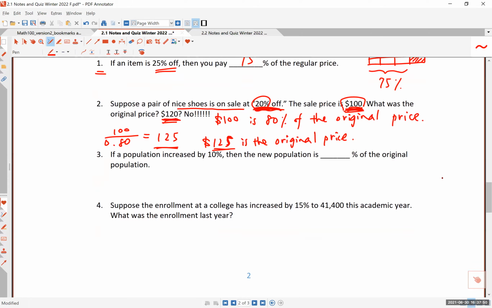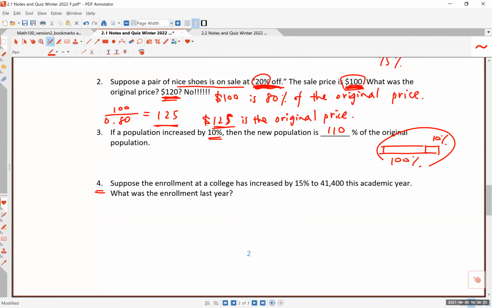Okay, and then finally, if a population or anything increases by 10%, know that the new population is 1 plus 0.1. That's 110% of the original population. Make sense? If this was your 100% and you add 10% to it, then altogether, the whole thing is 110% of the original population or the original quantity. Try to apply that to the last question. Suppose the enrollment at some college has increased by 15% to the new number of 41,400 this academic year.